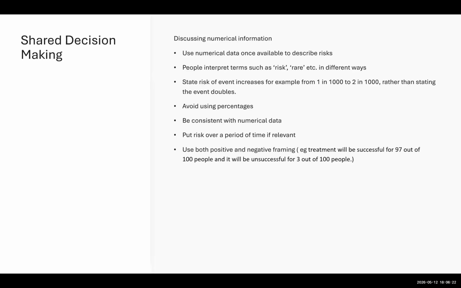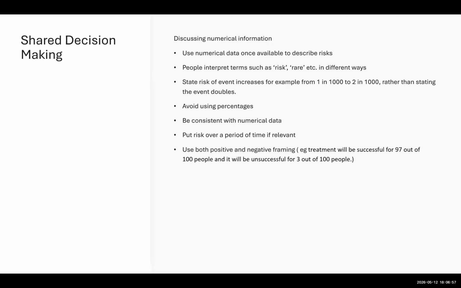You want to state the risk of events that increase, instead of saying that something doubles, because when you tell somebody something doubles, they immediately get frightened. But if you say the risk went from 1 in 1,000 to 2 in 1,000, it's still not that big a risk. You want to avoid using percentages, as sometimes that too can skew people's thought processes. Be consistent with your numerical data. If you tell somebody 1 in 1,000 people could have this, don't then tell them the next one is 5 in 20, because that might mess up the whole process as well.